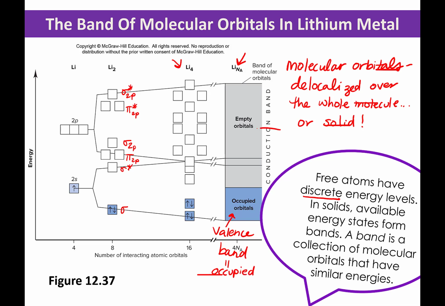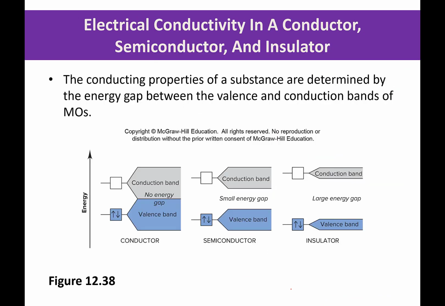And then up here, our empty orbitals is what we call our conduction band. And the conduction band simply are the higher energy molecular orbitals that are empty. And the ability for electrons to occupy the conduction band determines the conductivity. So we just mentioned that the ability for electrons to go into the conduction band determines the conductivity of the material. So the conducting properties of a substance are determined by this energy gap between the valence and conduction bands of the molecular orbital.